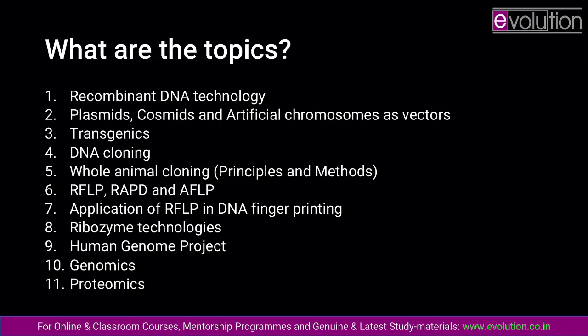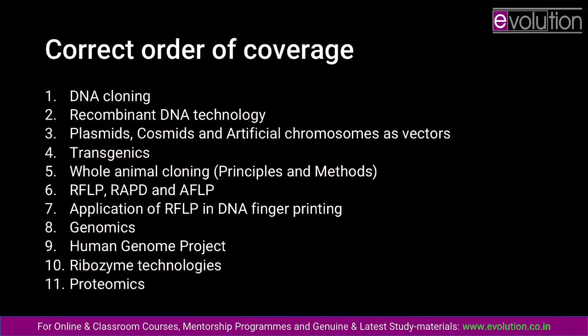As I told you, the topics are haphazardly scattered among the topics of molecular genetics and also certain topics of transmission genetics. But if you isolate the topics, there are in total 11 topics which you can see on your board. But in my opinion, the correct order of the topics should be slightly modified. So here I have identified the same 11 topics, but I have reorganized them in a little more logical sequence of coverage.